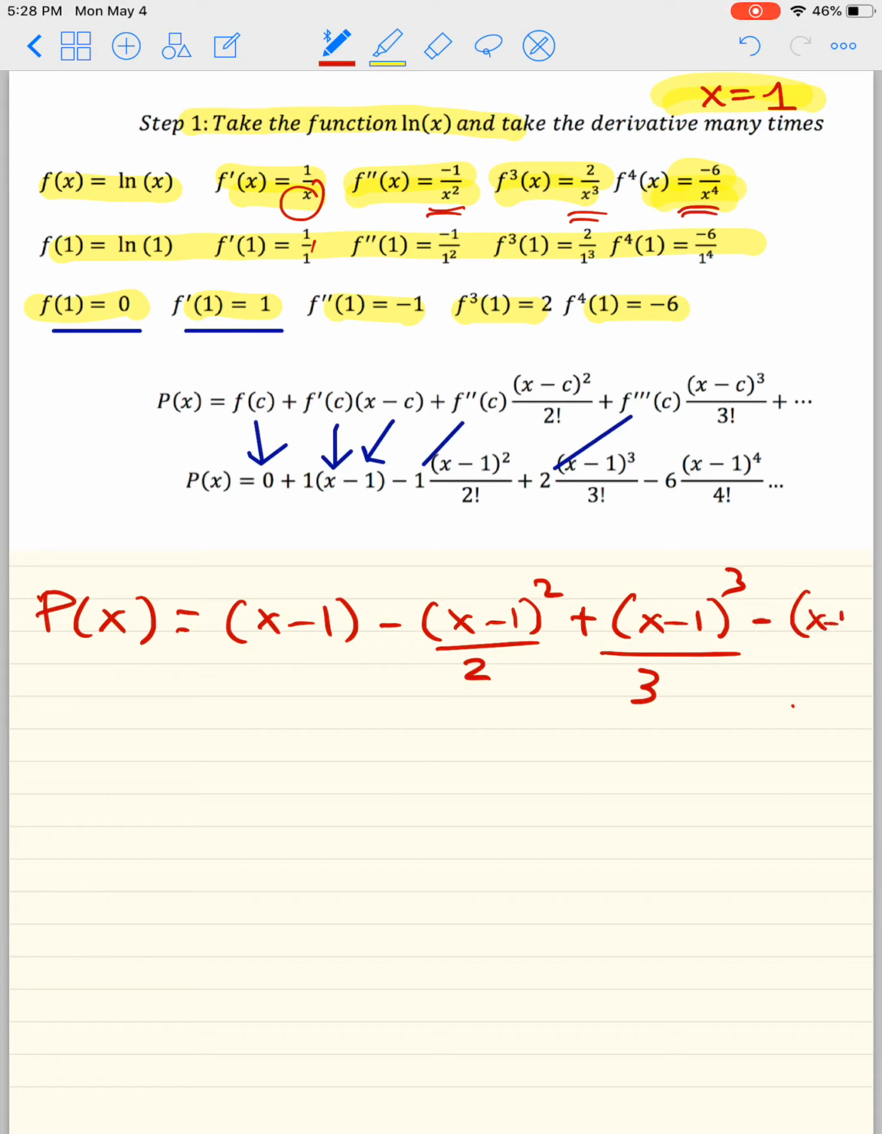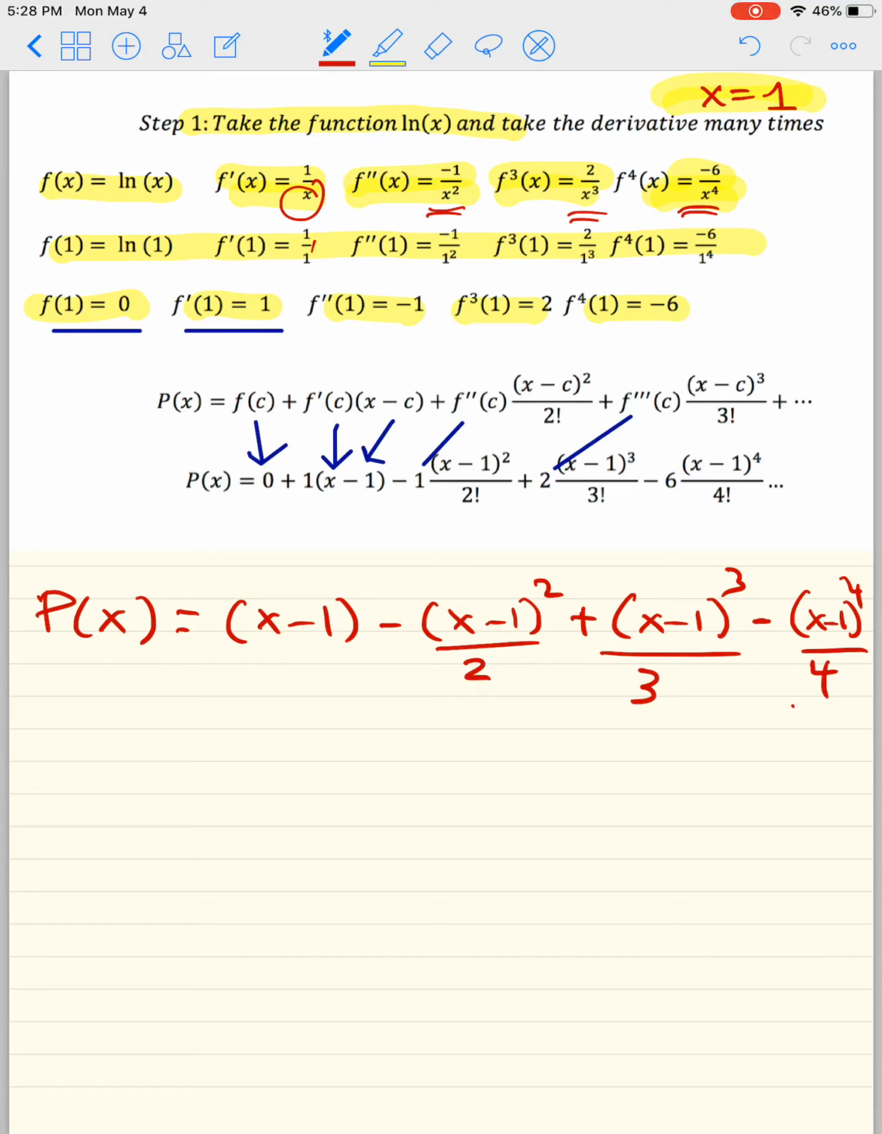Minus 6 over 4 factorial is going to be the same thing as 4. Yes. So these do not have factorials in the denominator, but their exponents match the denominator. Okay, so that's how we do natural log of x. Now it's centered about 1.